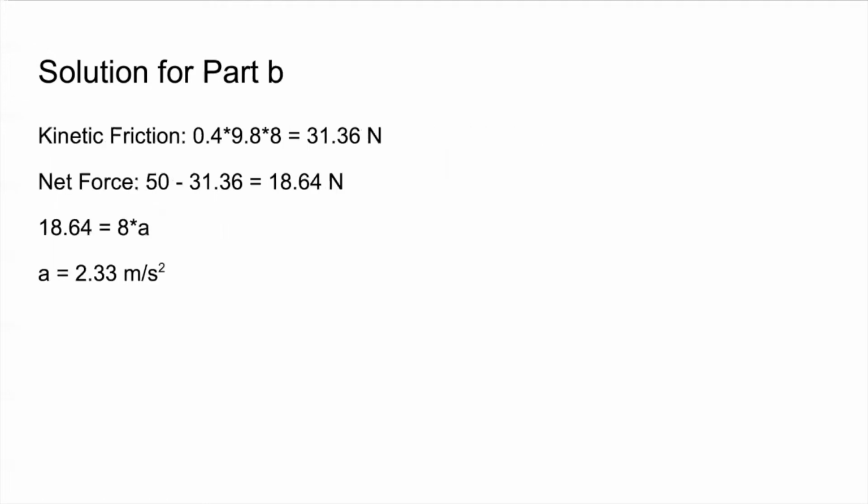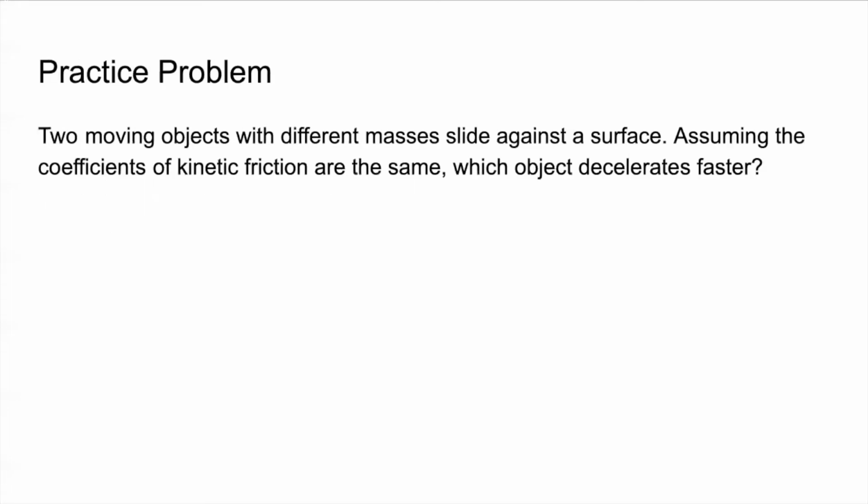For part B, we need to use kinetic friction since the object is now moving, and that is equal to 0.4 times 9.8 times 8, which is 31.36 newtons. The net force is 50 minus 31.36. It's minus because the pushing force and the force of friction act in opposite directions. So this is equal to 18.64 newtons. So 18.64 is equal to the mass, which is 8, times A, and A is equal to 2.33 meters per second squared. Here's another practice problem.